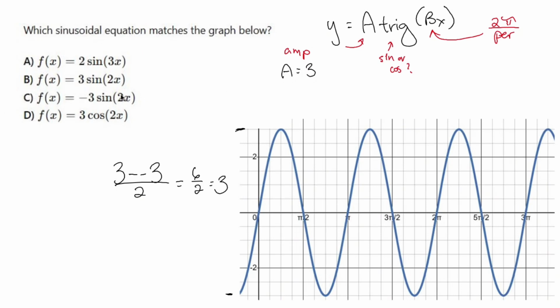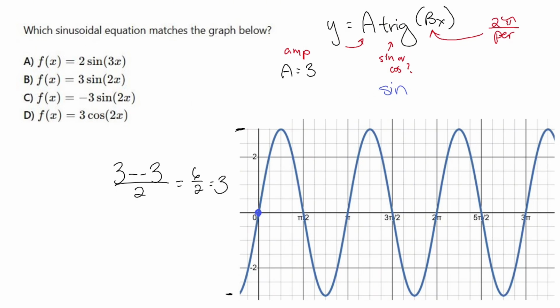Now, in this problem, since there's no shifting left or right, it starts right here at 0, 0, and then comes back up and down. It doesn't start up here. So this is going to be a sine function given the information that we have. And so I'm going to say this is sine.